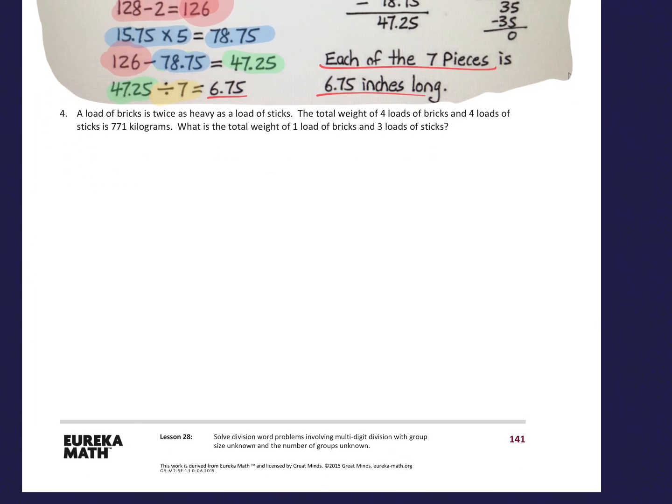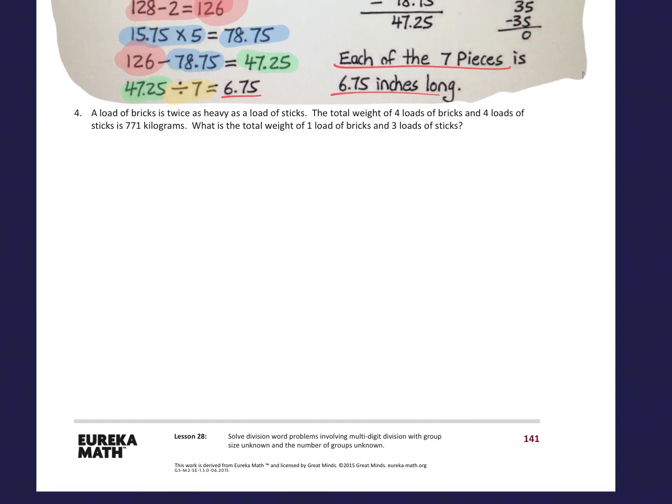So number 4. A load of bricks is twice as heavy as a load of sticks. The total weight of 4 loads of bricks and 4 loads of sticks is 771 kilograms. What is the total weight of 1 load of bricks and 3 loads of sticks?